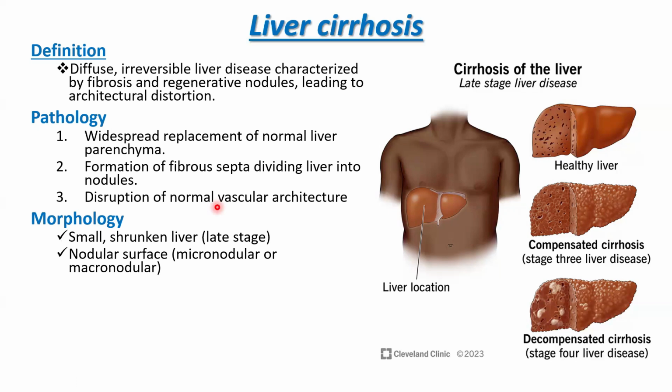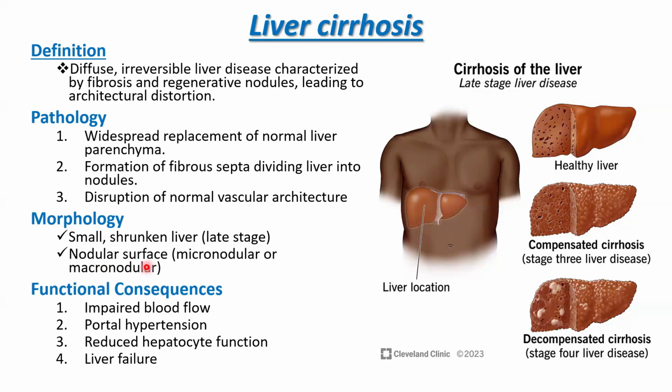And what will happen? One, a shrunken or small liver. So it will be smaller in both compensated and decompensated. And then a nodular surface, as you can see in both of them. So it can be micronodular, that is, in terms of histology, you can appreciate a micronodular structure, and also a macronodular structure.